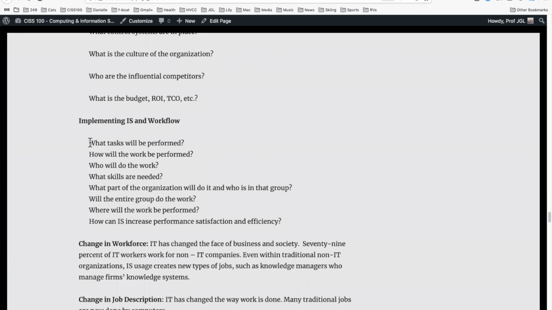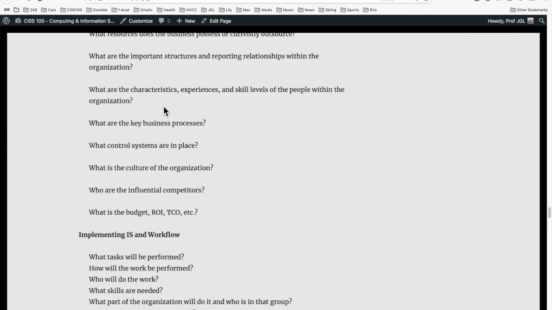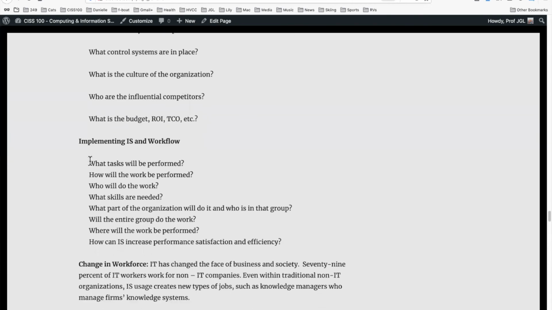And then in a little more detail, once all of these questions are answered, what are the key business processes, what control systems, the culture, things like that, then we break it down into further detail. So implementing it, who does what? Again, just note that this is here, lecture module 10, CISS100.com.